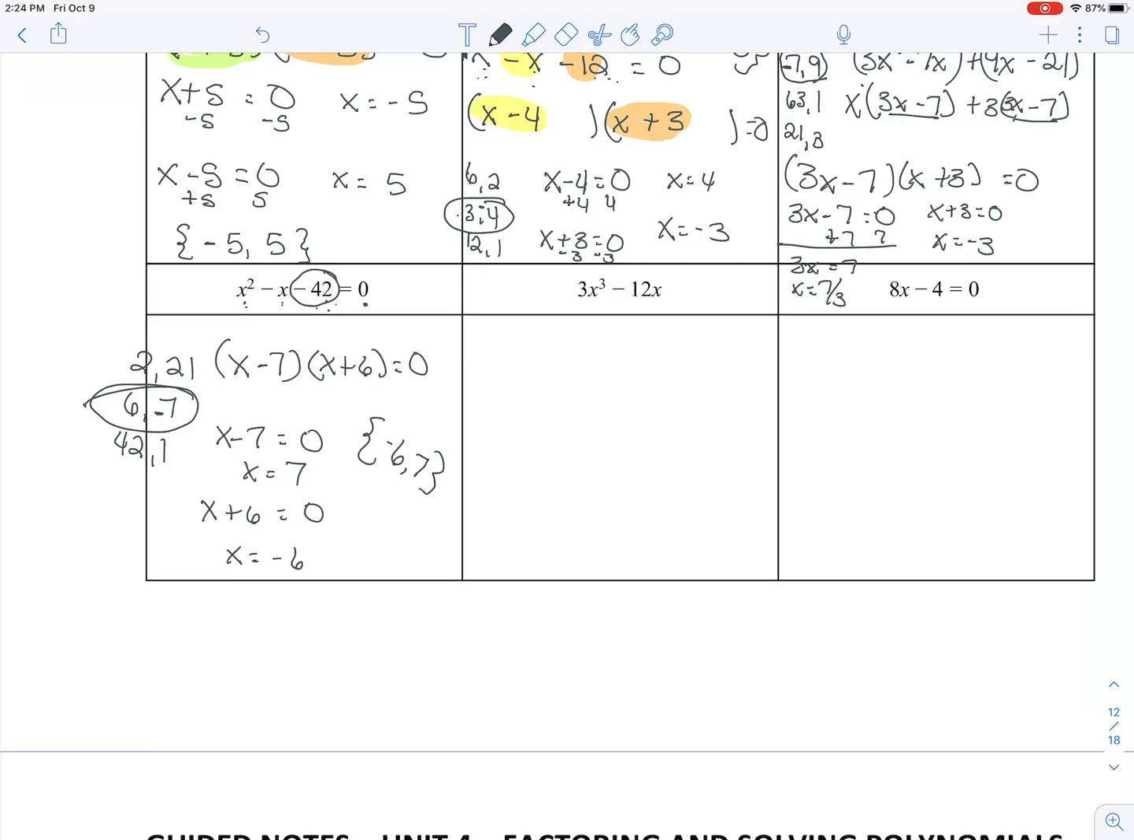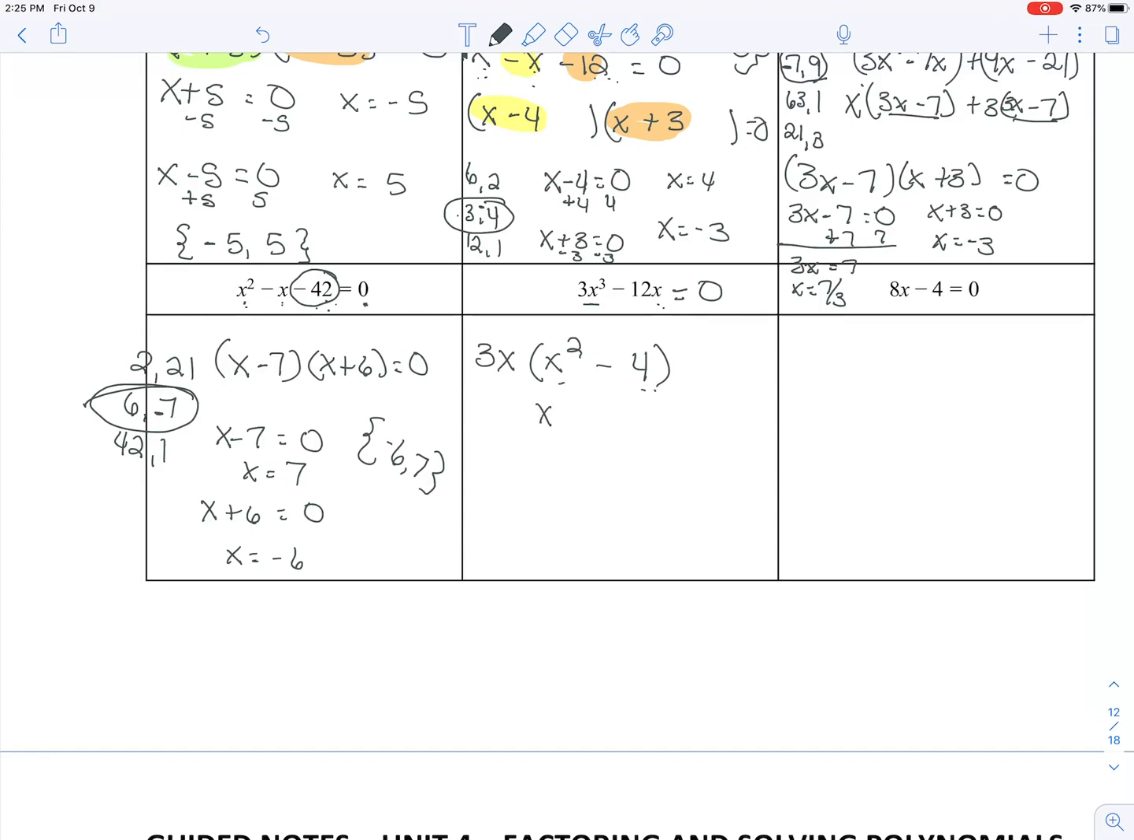Okay, in this one, we want to factor out a GCF. And I forgot to write, that should say equal to 0. So excuse me for that. So I want to factor out a GCF here. So the GCF is going to be 3x. And then I'll be left with x squared minus 4.